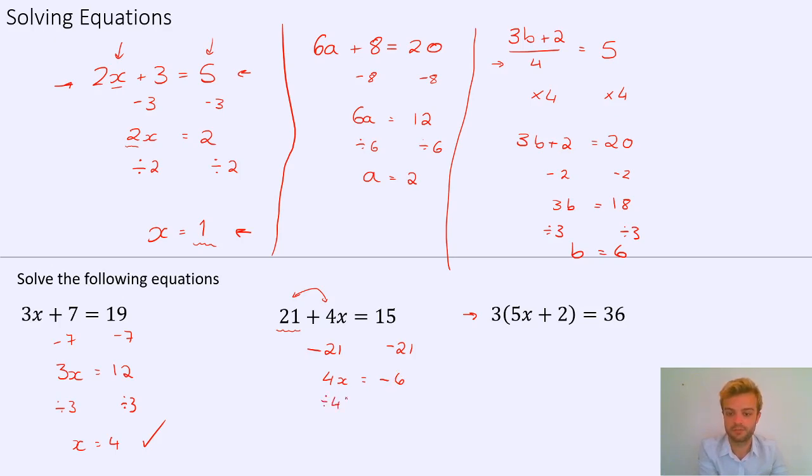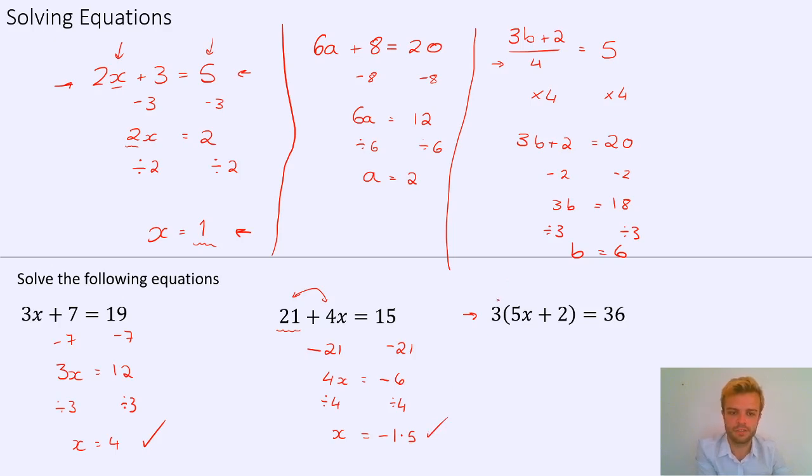Next, we'll divide by 4 to cancel out the times by 4 on the 4x. And 4x divided by 4 is x. Minus 6 divided by 4 is minus 1.5. I did that in my head by halving it and halving it again to divide by 4. So that's it. That's that one done.